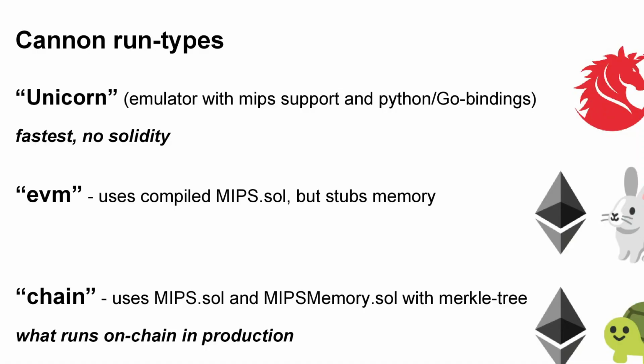Because this is the thing that runs in production. This is the thing that we have to trust to produce correct results. And that's the thing that interacts only with compiled contracts from source code. And like no special hooks or no callbacks, no nothing.